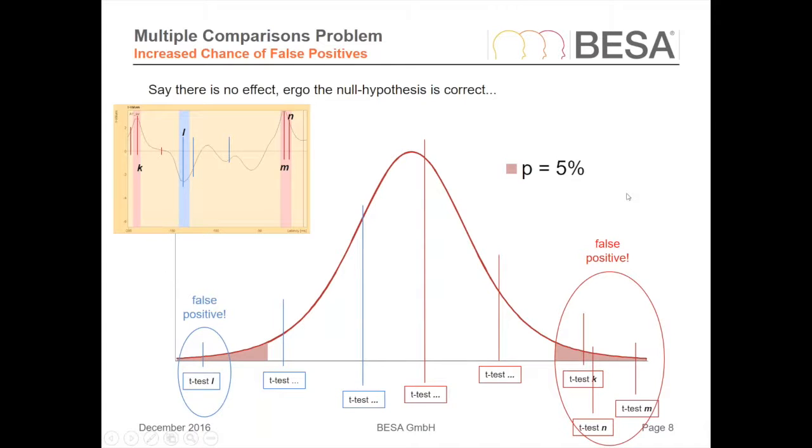Now, just for the sake of argument, let's say the null hypothesis is correct. We don't have any real effect, but you can see that these tests that we now call K, L, M, and N, some of them show up inside the distribution, but some end up in the tail end of the distribution, especially the ones named K, L, M, and N here. So these would all be false positives in my final statistics.